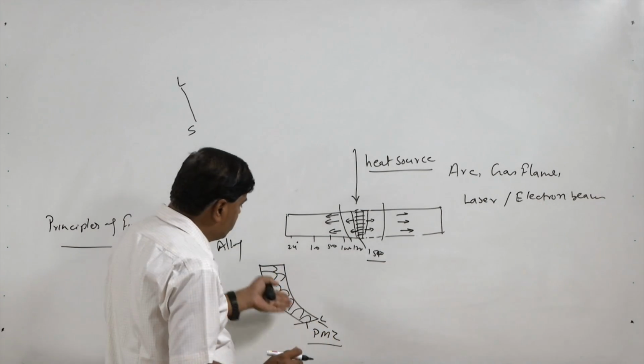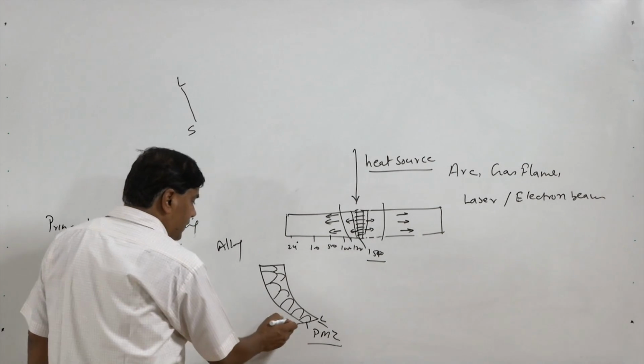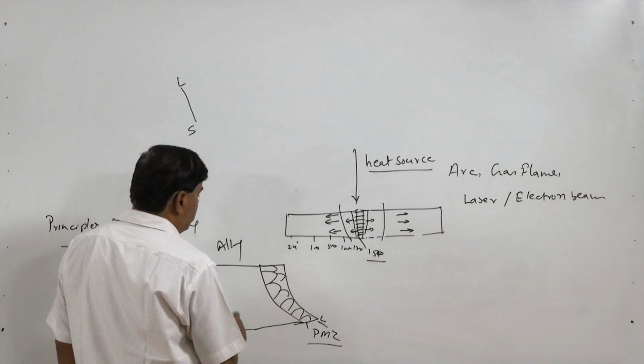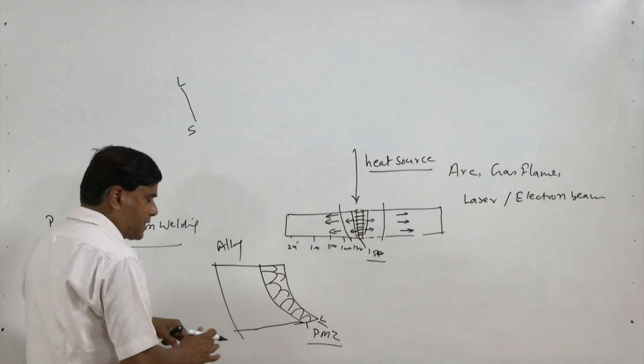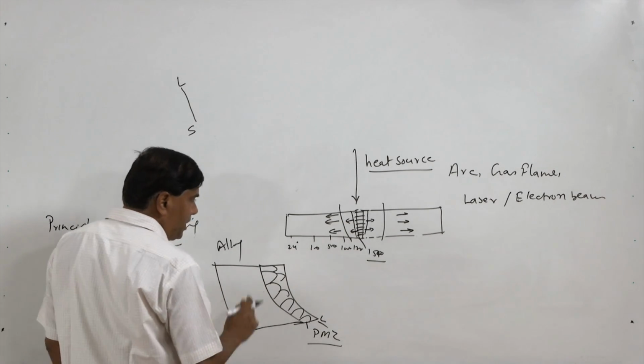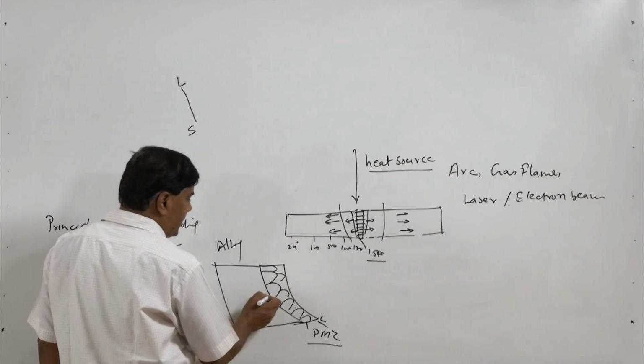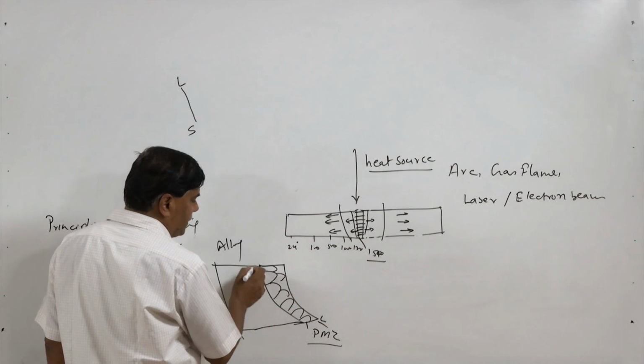This is found next to the fusion boundary, and thereafter this is very much part of the heat affected zone, and thereafter all that distance up to which the metal is affected by the heat supplied, like say this is the fusion boundary, this is the partial melting zone.